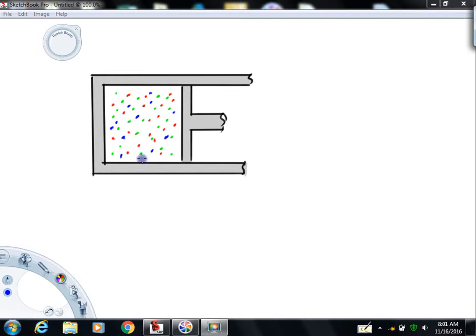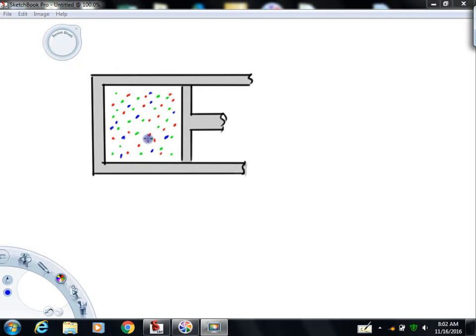Other things to consider, here I drew the dots so that we could see them. You can't see air molecules. They're many times too small to see. But again, just for visualization purposes, I think that it's nice to have these present.